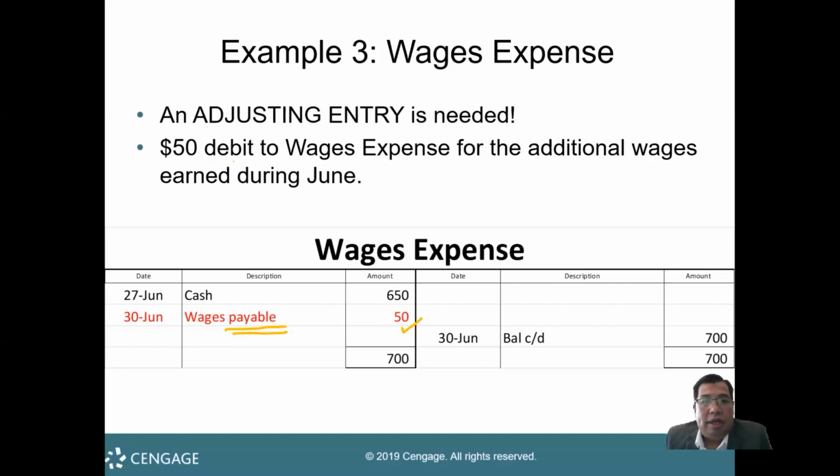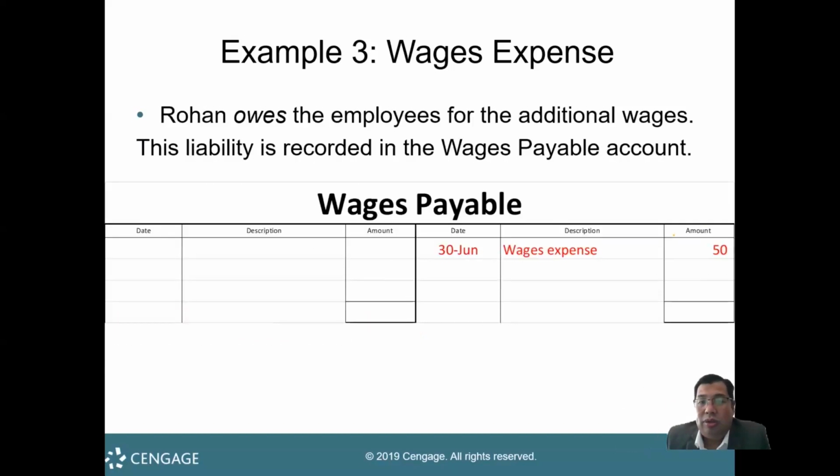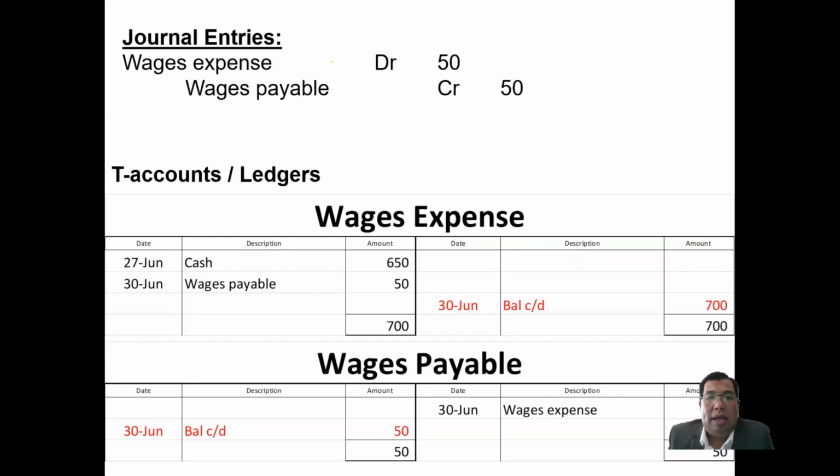A $50 debit to wages expense for the additional wages earned during the month of June. So this is 50, and that 50 is not cash, it's your liability. So I'm going to record here wages payable. This is your liability, $50. So credit wages payable. So the journal entry will be debit wages expense $50, credit wages payable $50.